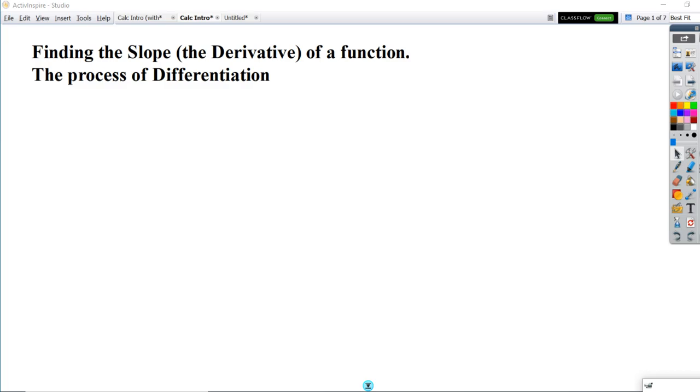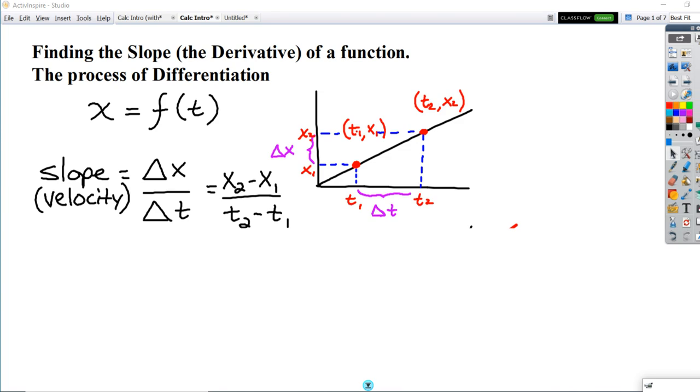Okay, let's get started by talking about slope. One of the first times we had to use slope last year is discussing the quantity velocity. We found that by plotting an object's position over time, the slope represented on that graph was the rate of change of the object's position over time, which is by definition velocity.